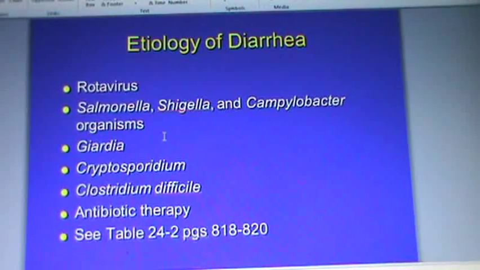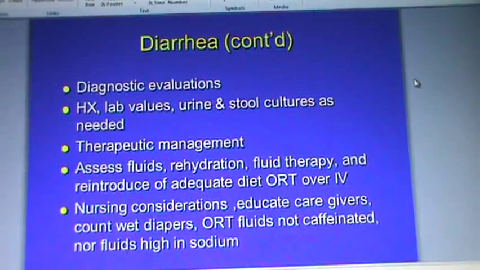Rotavirus. You can have Salmonella, Shigella, Campylobacter organisms, Giardia, and Cryptosporidium, Clostridium difficile, and antibiotic therapy. And there's a page, 1821, that great table there in your book. Diagnostic evaluations: you want to look at your history, your lab values, your urine and stool cultures as needed.